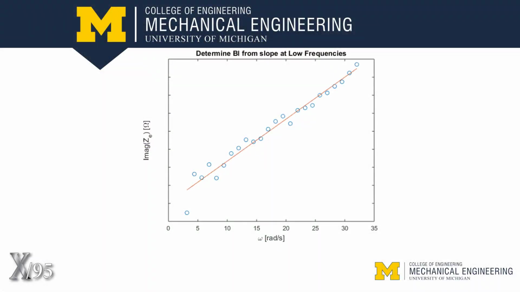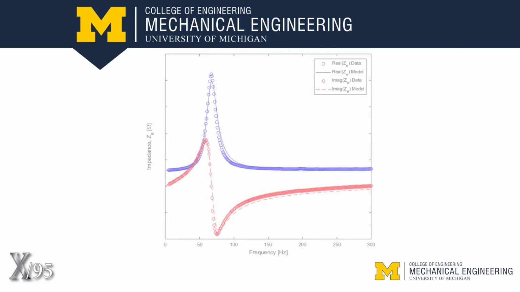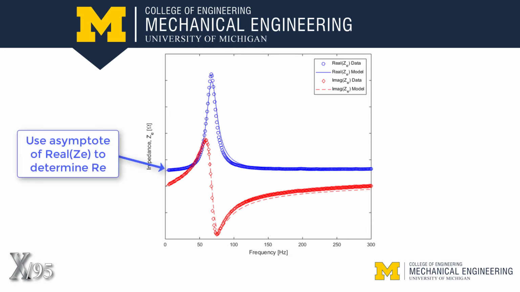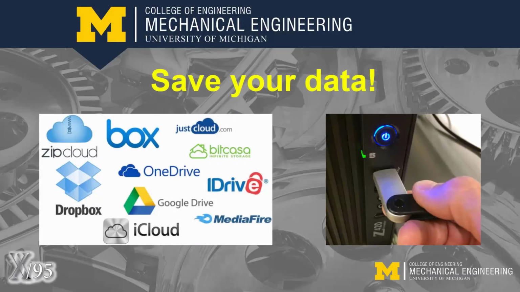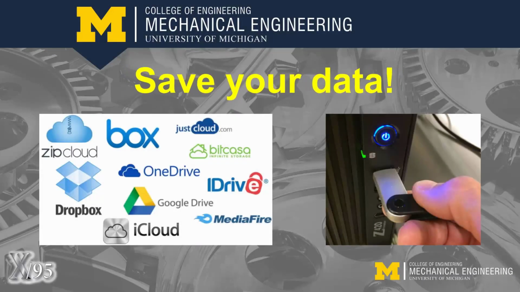Plot the imaginary component of impedance versus frequency with the units of rads per second. Use the best fit slope to estimate the force factor, BL. Use the asymptote of the real component of impedance to estimate electrical resistance, RE. Be sure to save your data before you leave the lab today.